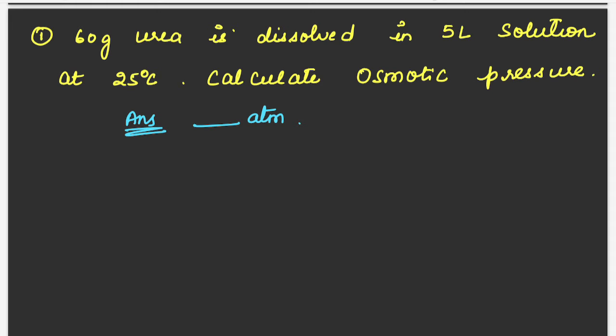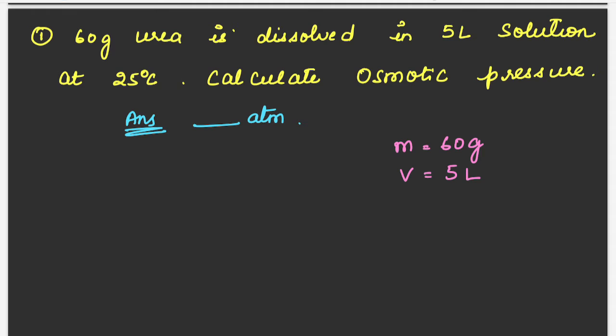Now let us calculate here. First read the question, what is given. 60 grams of urea is dissolved in 5 liter solution at 25 degrees Celsius. Calculate osmotic pressure. And in the answer, the unit is given as atmosphere. So let us write what is given first. Here 60 grams of urea, so the mass of the solute is given as 60 grams. It is dissolved in 5 liter solution, meaning the volume of the solution is given as 5 liter.